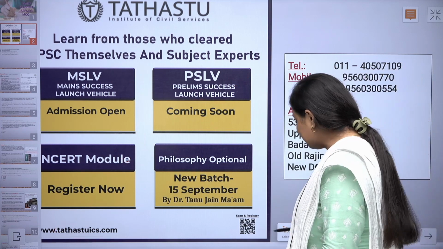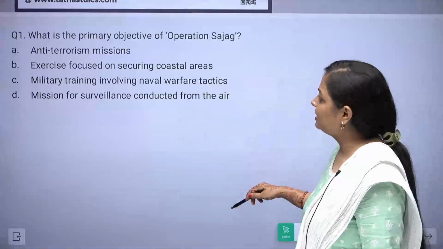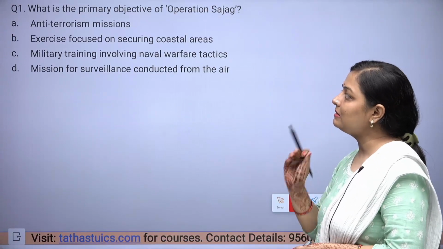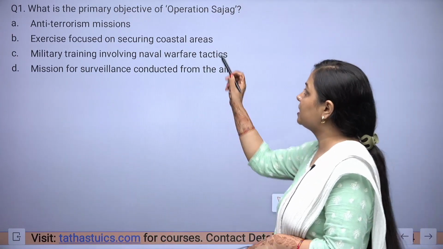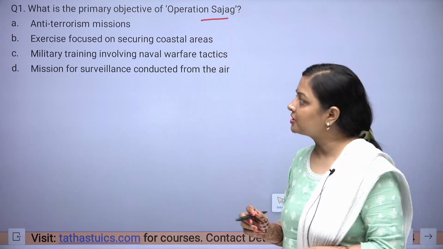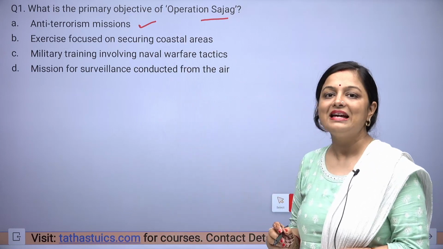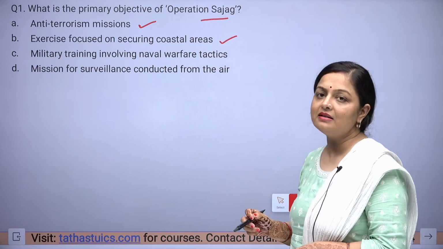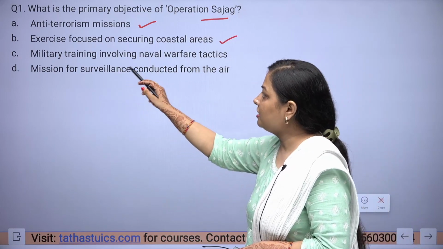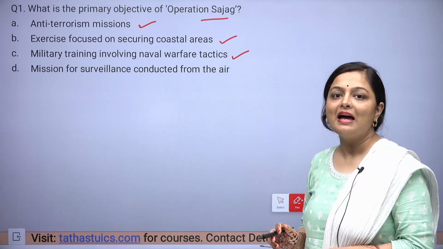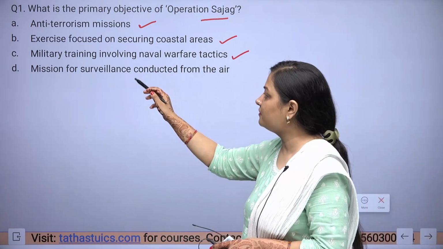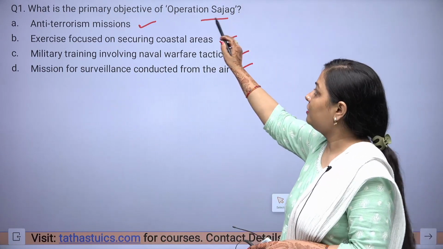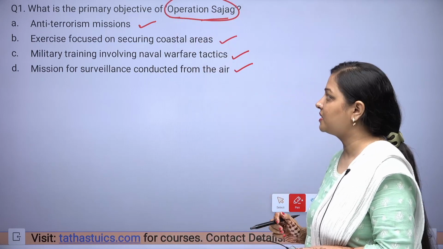Okay, let's get started with the very first question of the day, and the question is related to Operation Sajag. So what is the primary objective of Operation Sajag? The very first option is anti-terrorism missions. Second is exercise focused on securing coastal areas. Third is military training involving naval warfare tactics. And the last option is mission for surveillance conducted from the air. So which of these are correct? And which one of this is actually related to Operation Sajag?